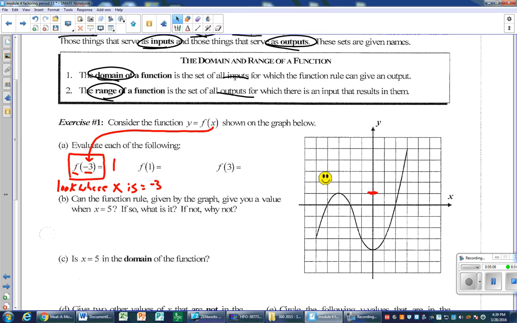Why don't you tell the person next to you what you think the function value at 1 is? I'll give you a couple seconds. Okay, you go to 1, 0, 1, and then have to go down 1, 2, 3. So it is -3.